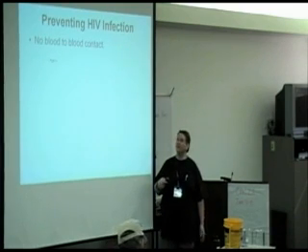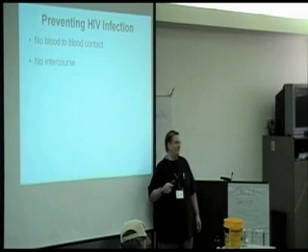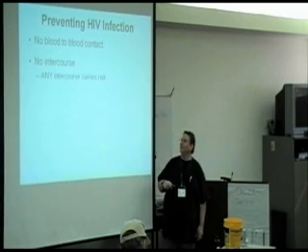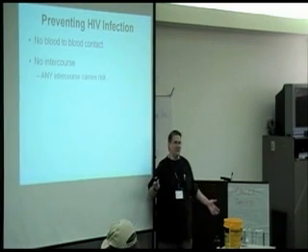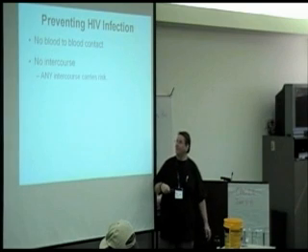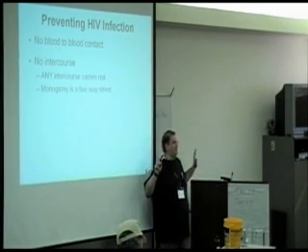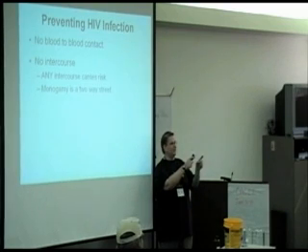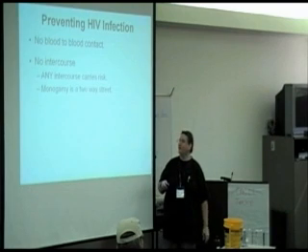Preventing: no blood-to-blood contact, no intercourse. I know, it's drastic, but it happens. Any intercourse carries risk, even protected sex. Condoms break, or you forget to put them on at the right time. So yeah, monogamy is a two-way street. Okay, I'm not going to have sex with anybody but you, but who are you going to have sex with? I don't know, I can't be with you 24 hours a day.